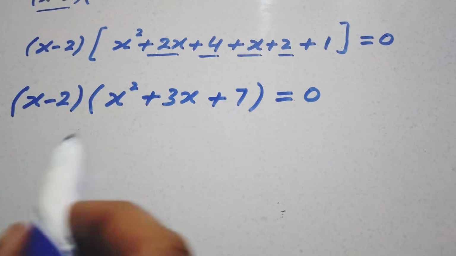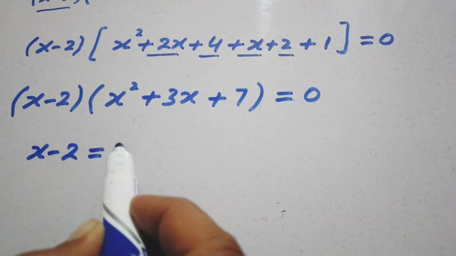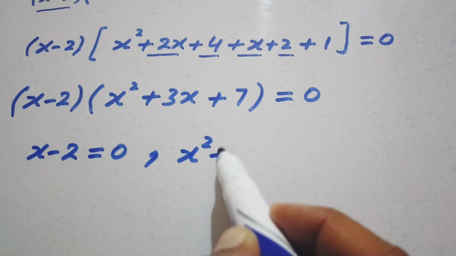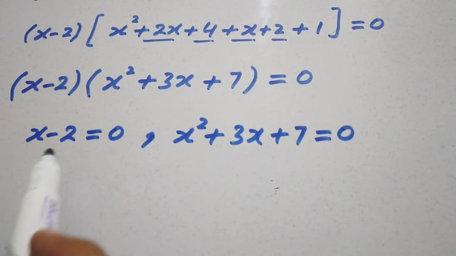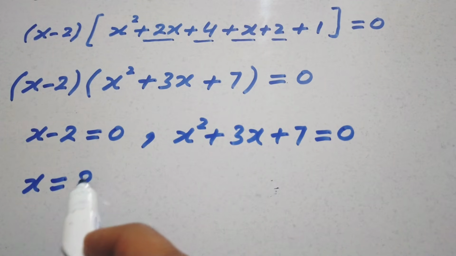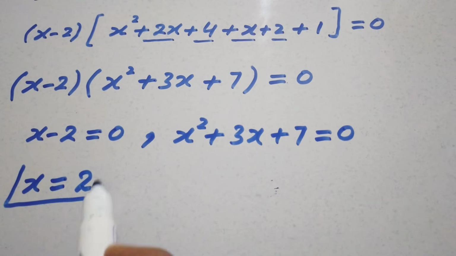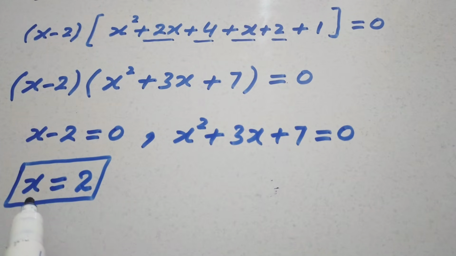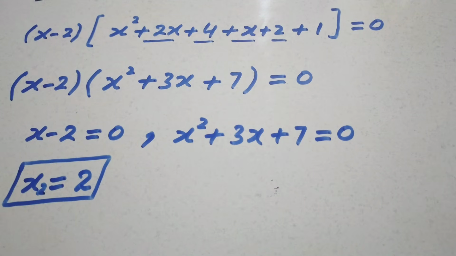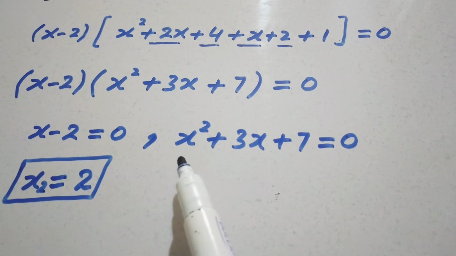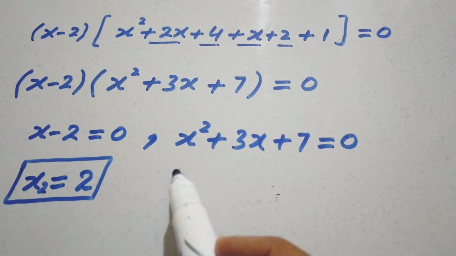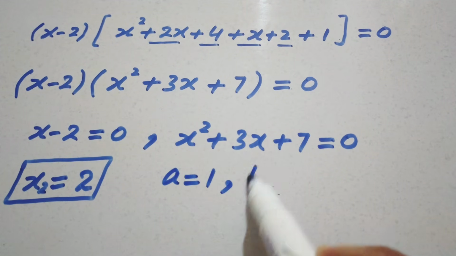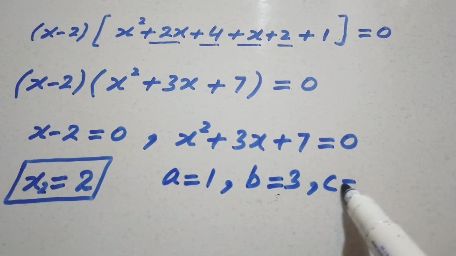Now by using the zero product rule, x minus 2 is equal to 0 and x squared plus 3x plus 7 is equal to 0. From this we get x is equal to 2. This is the second value of x: as we found earlier x is equal to 1, which we said is x1, and this is x2. x2 is positive 2. And now this is a quadratic equation. We can solve this by the quadratic formula. So here a is equal to 1, b is equal to 3, and c is equal to 7.